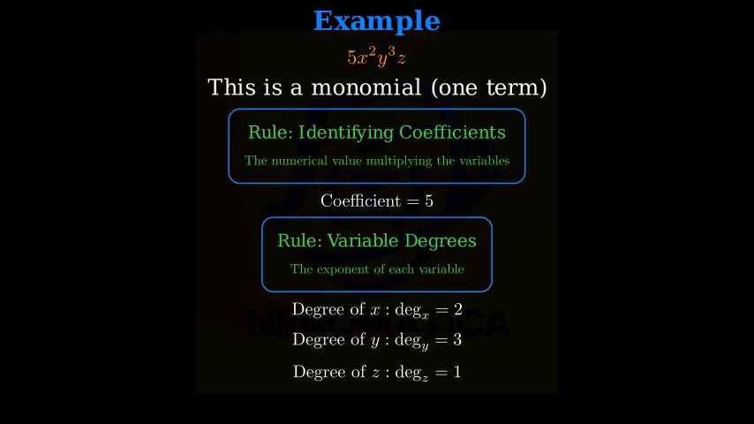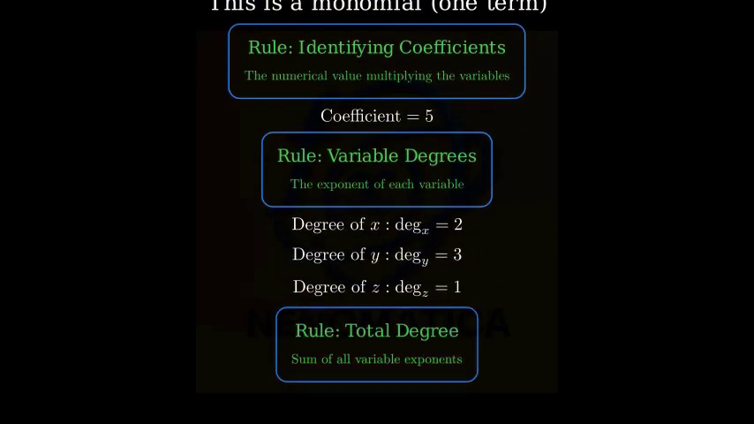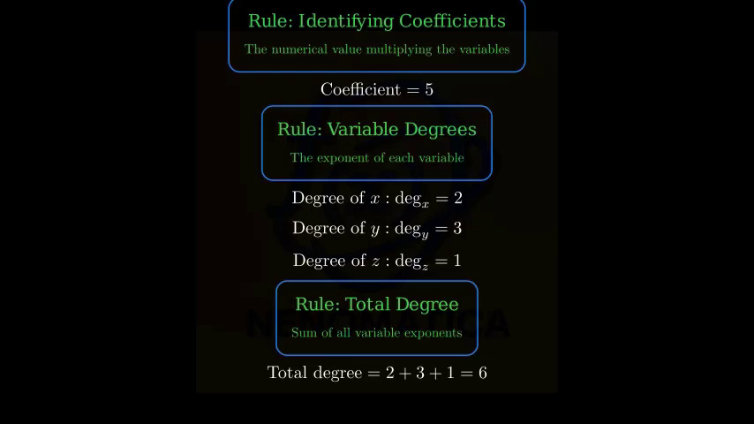Finally, we calculate the total degree of the monomial. The total degree is the sum of all the individual variable degrees. So for our expression, it's 2 + 3 + 1, which equals 6.